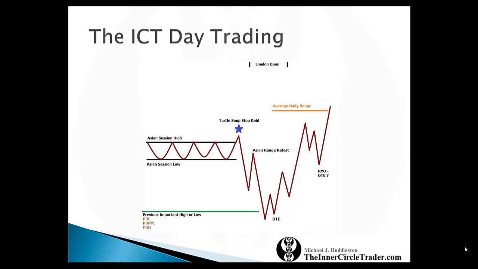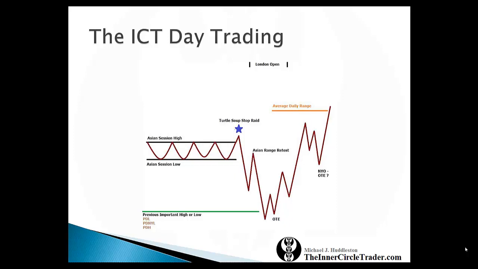When this move drops down into what we have identified here as a previous important high or low, I gave indications earlier in 2010 that it could potentially be a previous daily low. It could be a previous daily New York low or a New York high. It could be a previous day's high. Okay, but most importantly, it's definitely going to be an order block of some kind or an important low intraday or a previous session. Okay, so in other words, it could go down and create a turtle soup buy.